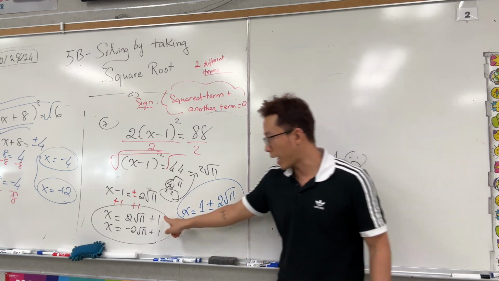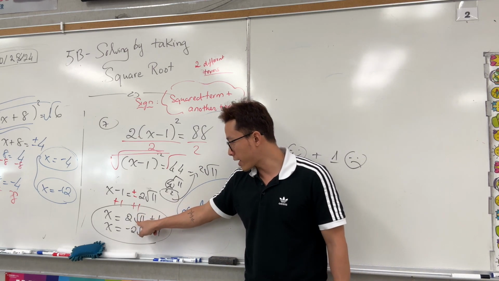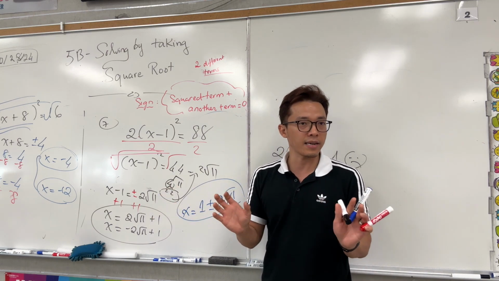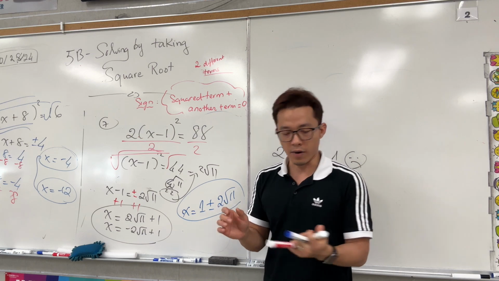But the point is you cannot add them. This one has square root 11. This one doesn't have anything. They're not like terms. You cannot add them. Make sense? Alright, good. Last one.